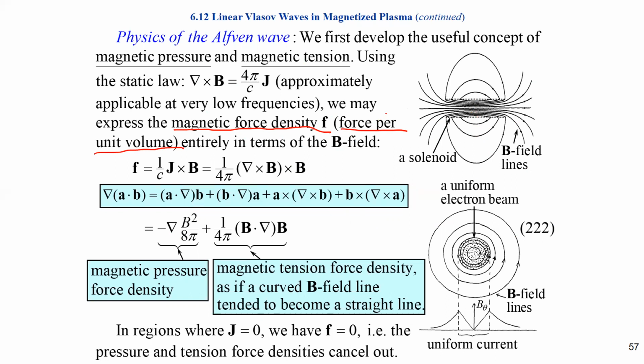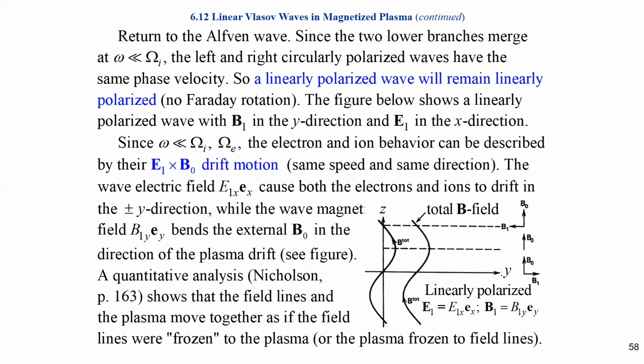Okay, we first derive the useful concept of magnetic pressure. This is magnetic pressure here. And magnetic tension. 磁压：磁力线靠太近，它就会有彼此互相排斥的力量。那磁力线如果弯曲的，它就会想办法把它给拉直。Okay, return to the Alfven wave.